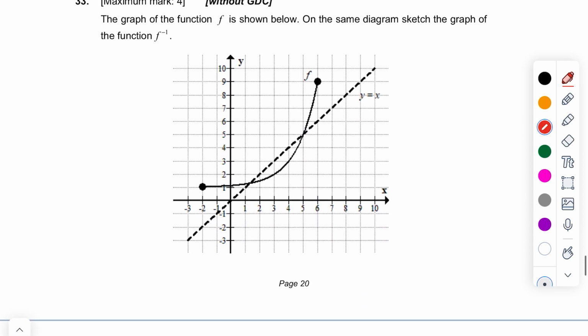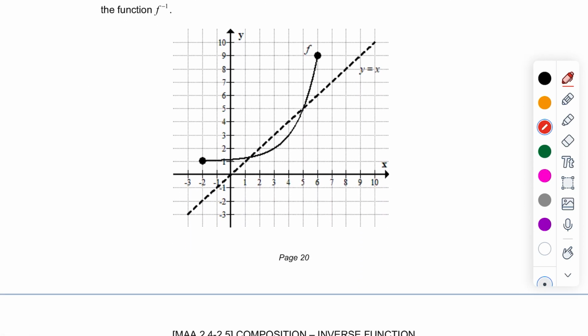Question number 33. The graph of the function is shown below. On the same diagram, sketch the graph of f inverse of x. So f inverse of x will have, this is (-2, 1), so it will become (1, -2). And this is (6, 9), it becomes (9, 6). So this is (3, 2), it becomes (2, 3). So that should be the shape.